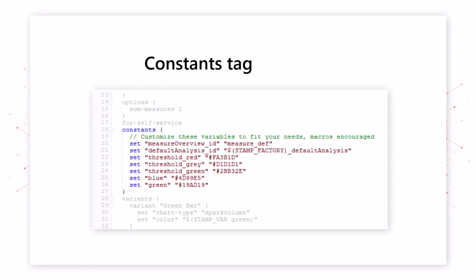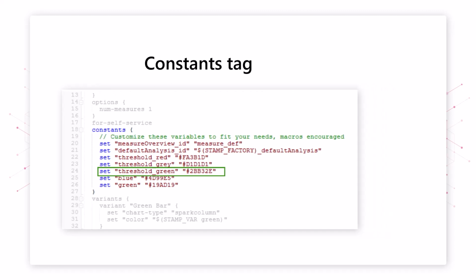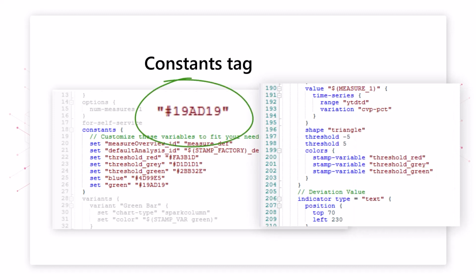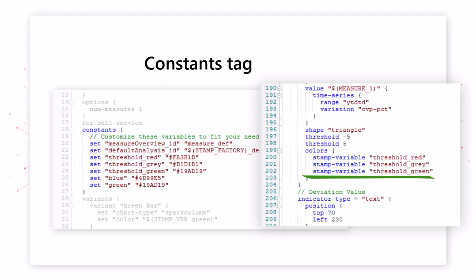The constants tag defines stamp variables that can be used throughout the stamp template to ensure the consistency of various elements, for example, formatting options such as colors. In our example, we have a stamp variable that links the color threshold green to the hex value 2BB32E. If you reference that stamp variable in multiple sections of the stamp file, and then, at a later date, change the hex value assigned to threshold green in the constants section, all the references to threshold green update automatically.